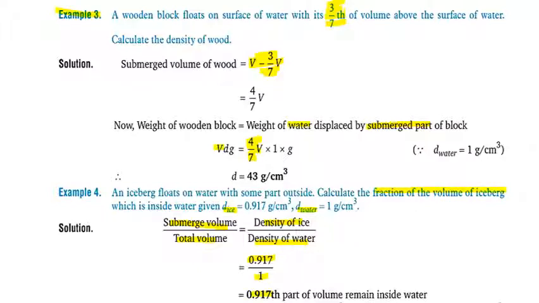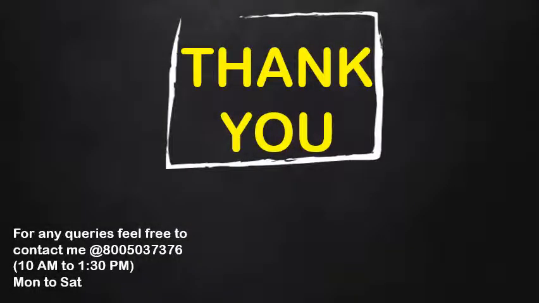The submerged volume is 0.917th part of the volume remaining inside. Now 0.917th part of the volume of the iceberg will be inside. So 0.917, that will be the submerged volume of the iceberg. So these are the few numericals which we have taken on this topic. Now this topic is completely done.